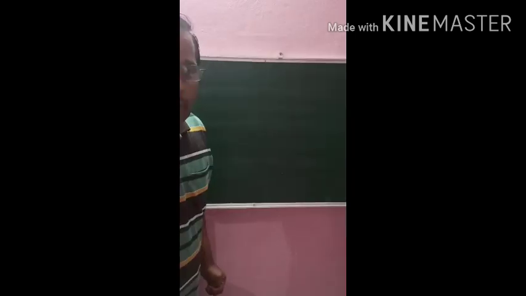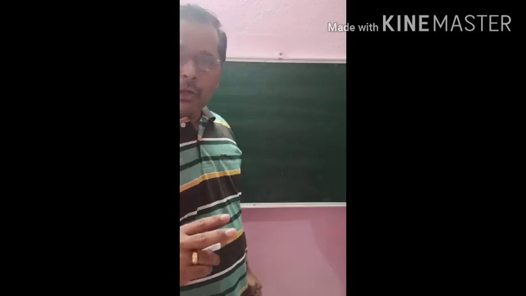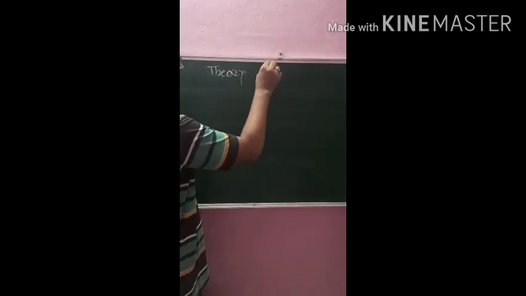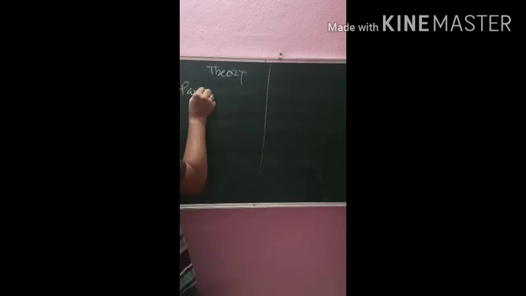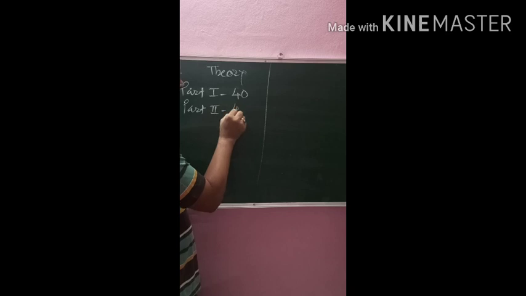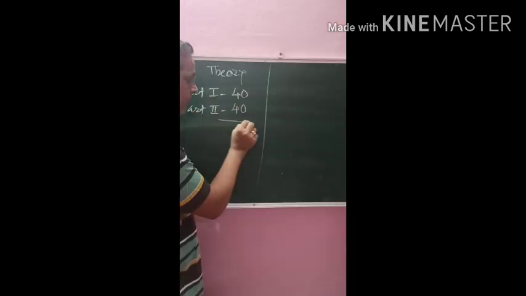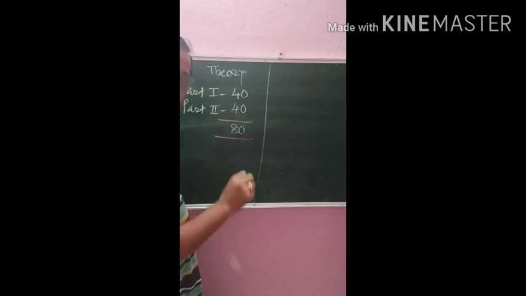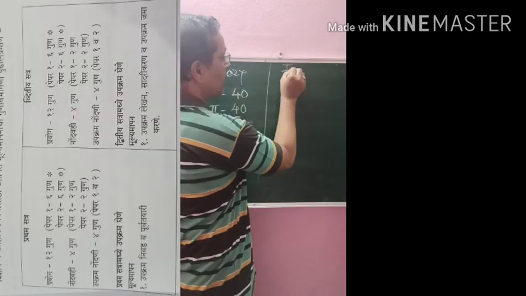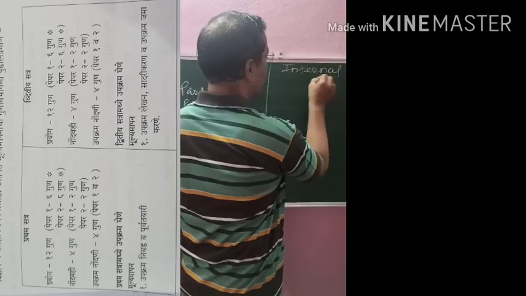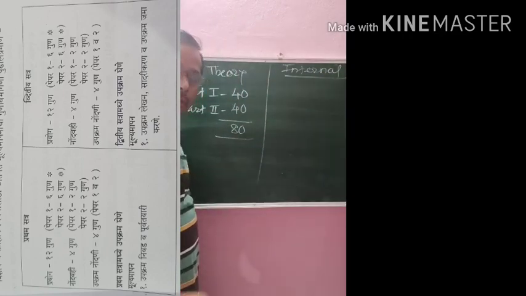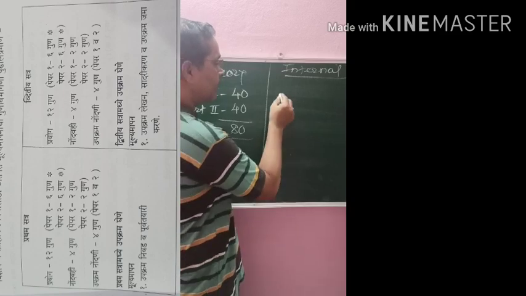This year in the syllabus we have 10 chapters each in part 1 and part 2. We have to solve two theory papers, part 1 of 40 marks and part 2 of 40 marks. So in all we have to solve an 80 marks theory paper, and for internal we have 20 marks. The distribution of this 20 marks is like this.